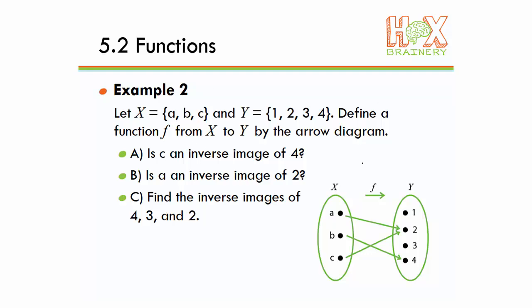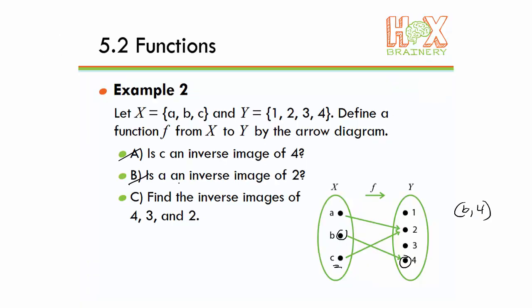So we have the same arrow diagram, and we have the same sets X and Y. Now for part a, we want to know, is c an inverse image of 4? b and 4 are actually an ordered pair. 4 has nothing to do with c. So your answer for part a is no. Is a an inverse image of 2? Yes. 2 actually has two inverse images, a and c. So we'll answer yes for part b.